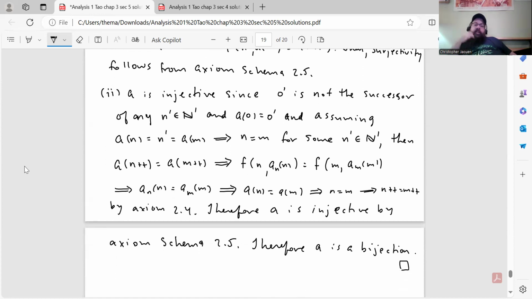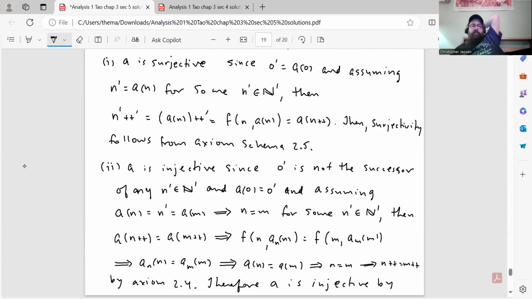And then a similar type of proof for injectivity. A is injective since 0 prime is not the successor of any n prime in N prime, and A of 0 equals 0 prime. And assuming that A of n equals n prime equals A of m implies that n equals m for some n, then A of the successor of little n equals A of the successor of little m, implies f of n, A sub little n of n equals f of m, A sub little m of m, which implies that A sub little n of n equals A sub little m of m, which implies that A of n equals A of m, which means that n is m by inductive hypothesis, right? Which implies that the successor of little n equals the successor of little m by axiom 2.4. Therefore, A is injective by axiom schema 2.5. Therefore, A is a bijection.